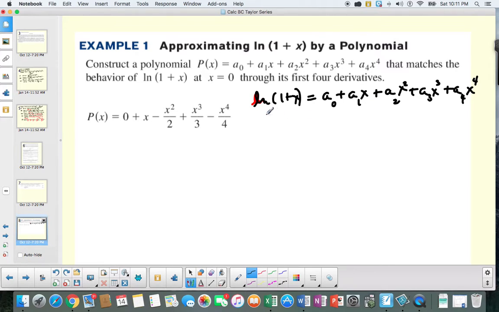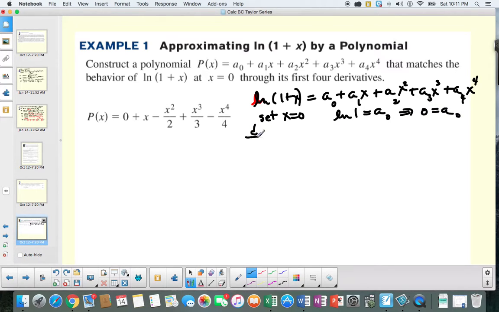Okay, so I'm going to again set x equal to 0. So this will be the natural log of 1 is equal to a sub naught. And so I know this first term is going to be 0. So that implies 0 is equal to a sub naught.